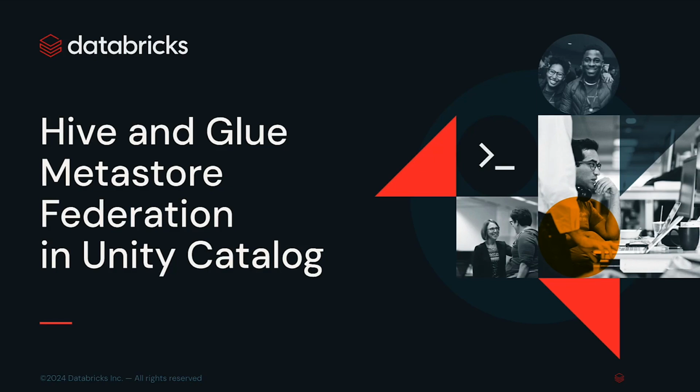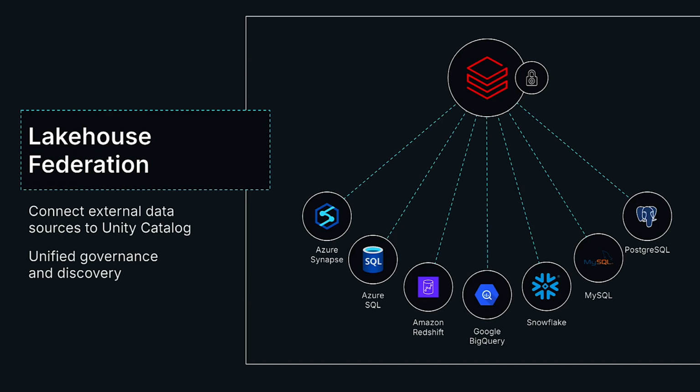Let's take a look at Hive and Glue Metastore Federation in Unity Catalog. So Lakehouse Federation is the technology that allows us to connect external data sources to Unity Catalog. For example, we could take external data warehouses or database systems like Postgres, MySQL or Redshift and create a connection to them in Unity.